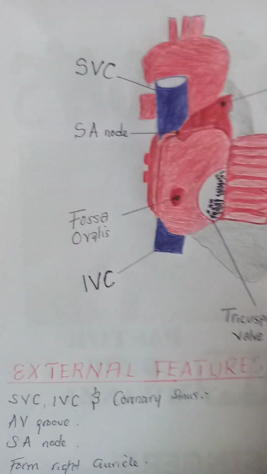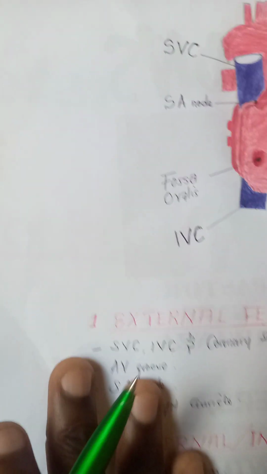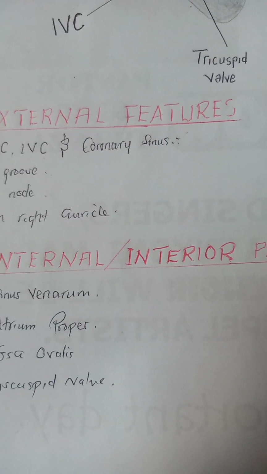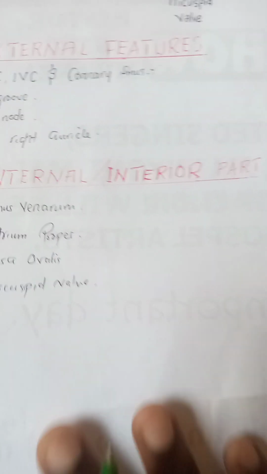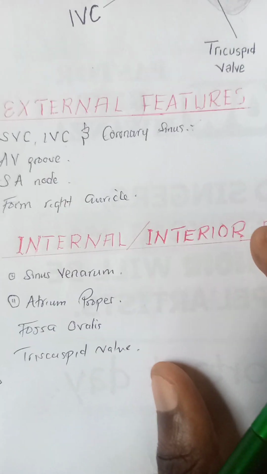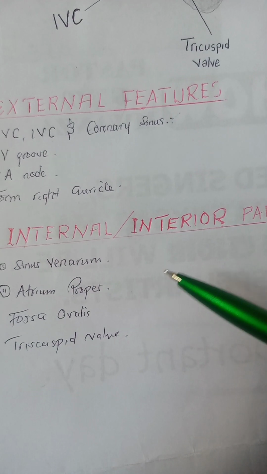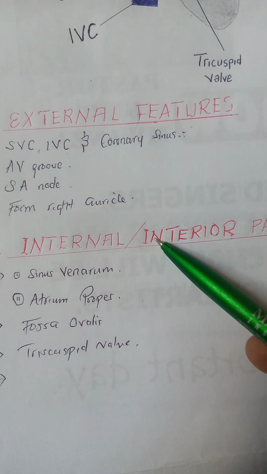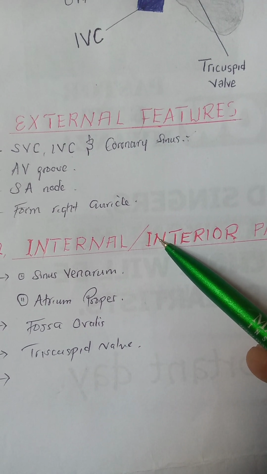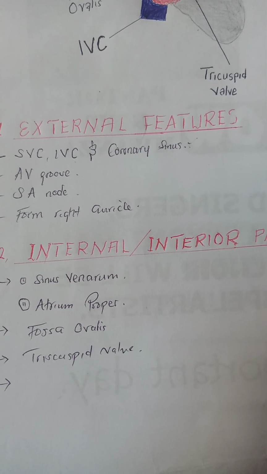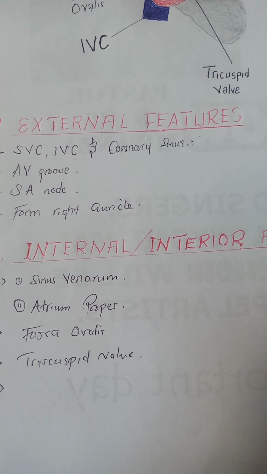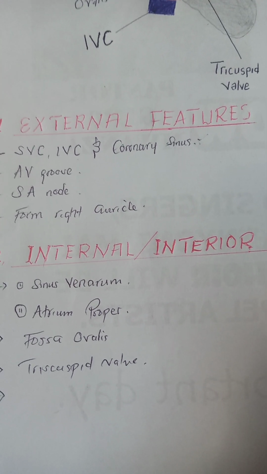Okay, so that's enough for the external features. Let's go to the internal, or rather the interior aspect of the right atrium. This is important because most of the questions refer to this. Most of the questions dealing with the right atrium ask you to talk about the interior aspect of the right atrium.